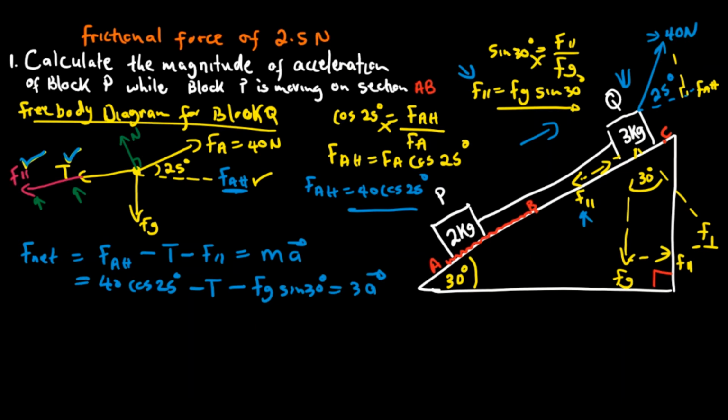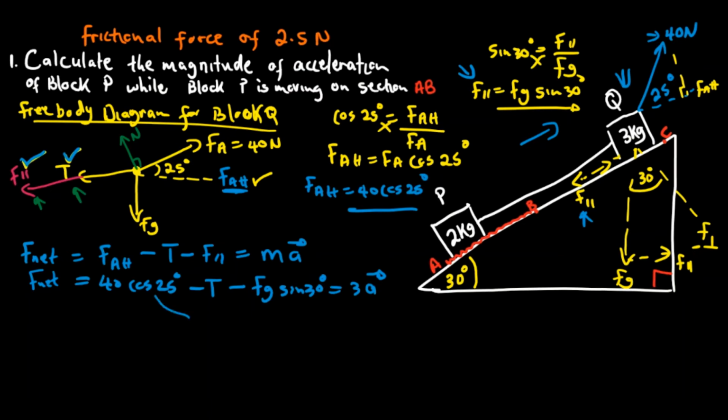All right. So now we can just put our equation in a more or less standard form. So remember that this is F net, right? So it's equal to this here. All of this equals 3A. 40 multiplied by cos of 25 minus T minus F of G sine of 30 is equal to 3A. So this is the formula.